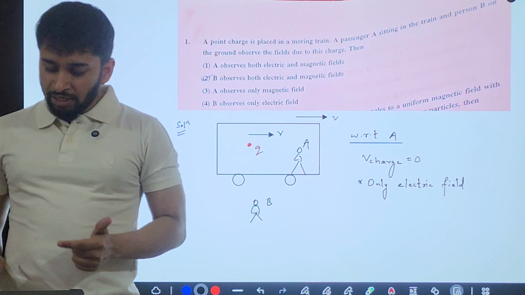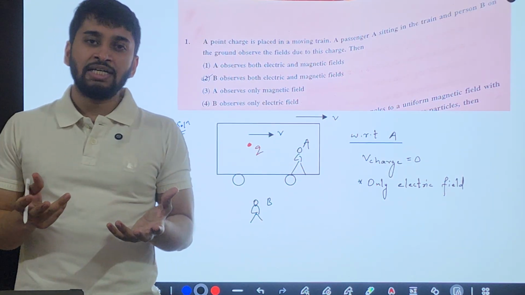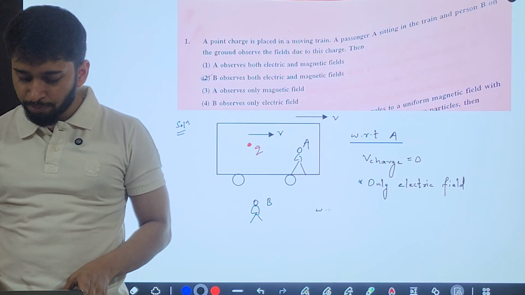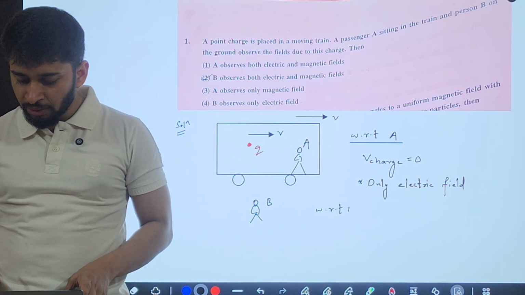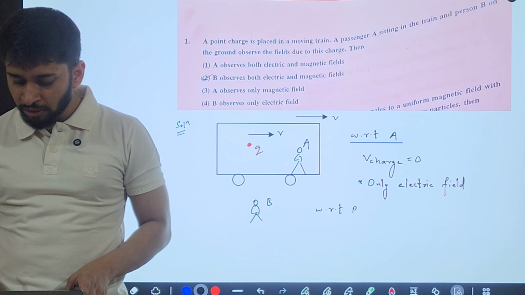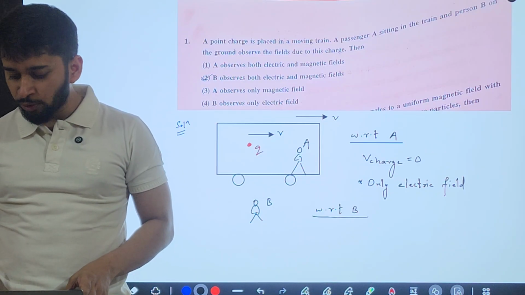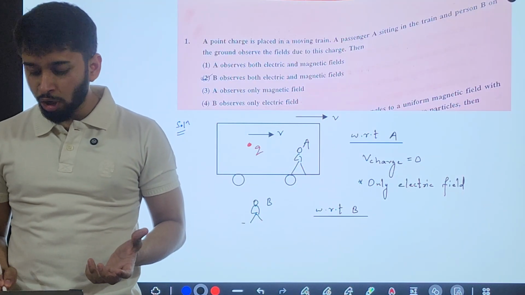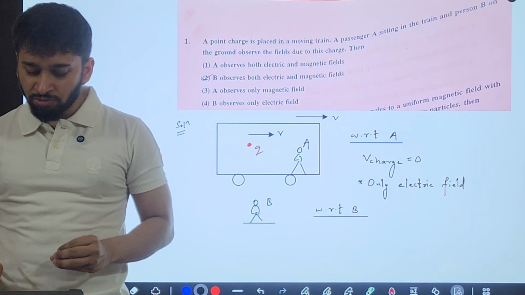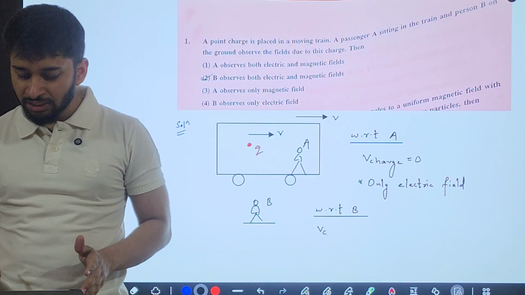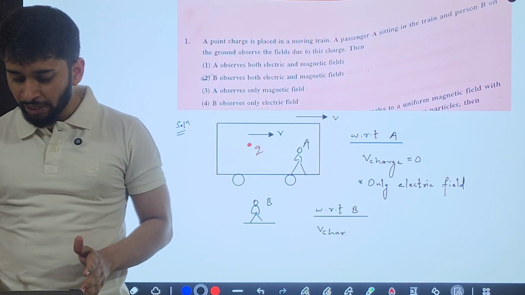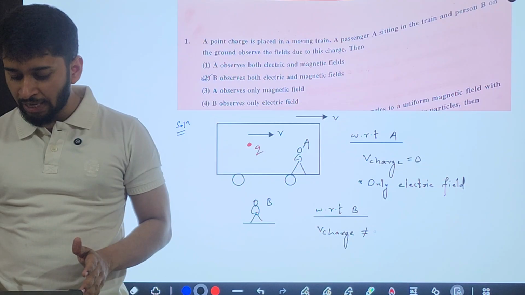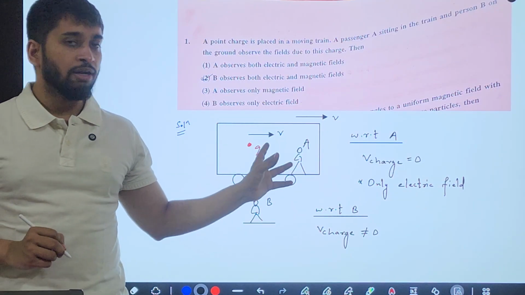Now, in frame, if a charge is at rest, it only produces an electric field. Now, with respect to observer B, who is on the ground and at rest, the charge will have some velocity. The velocity of the charge will not be 0. It will be the same velocity as that of the train or the wagon, yes or no?